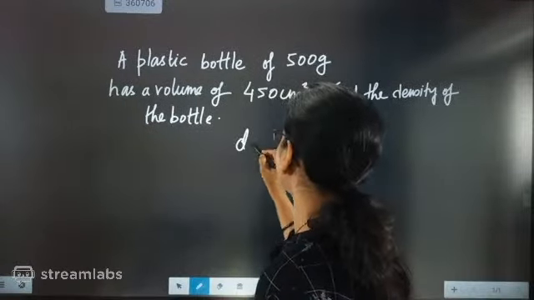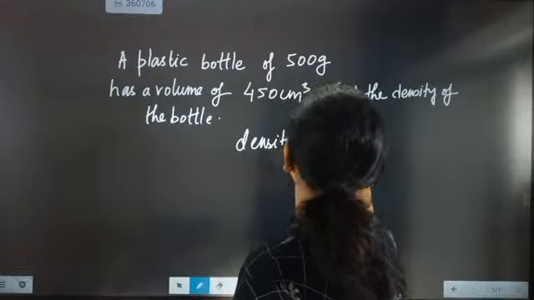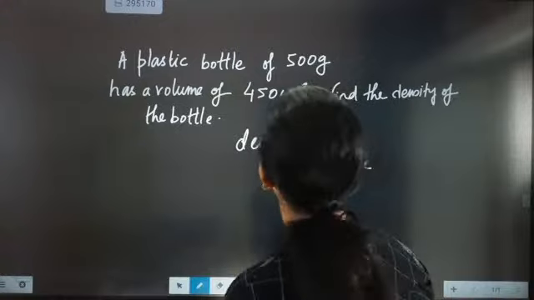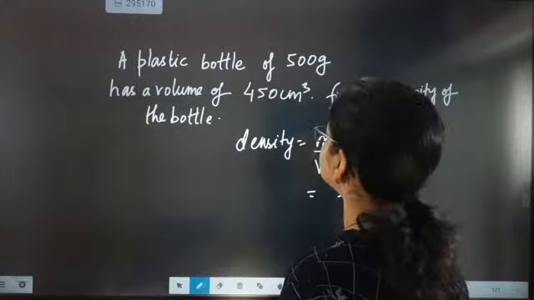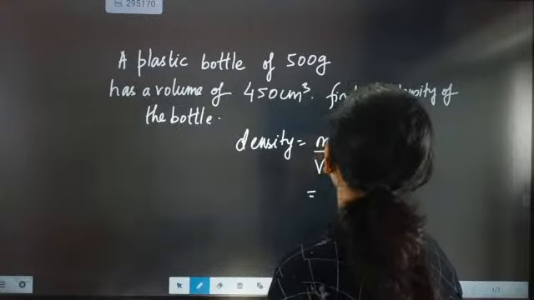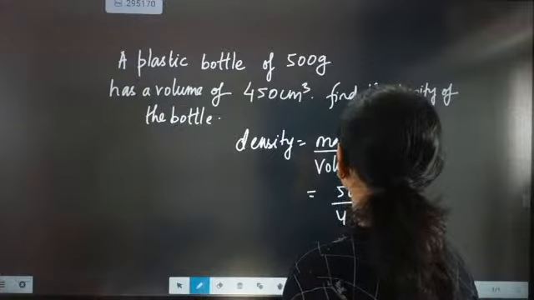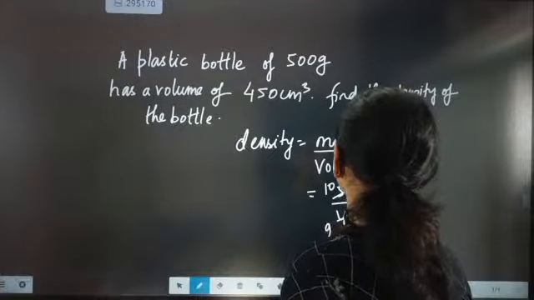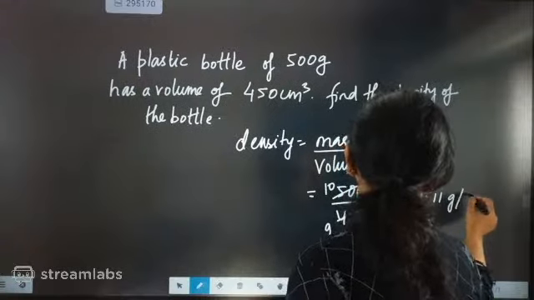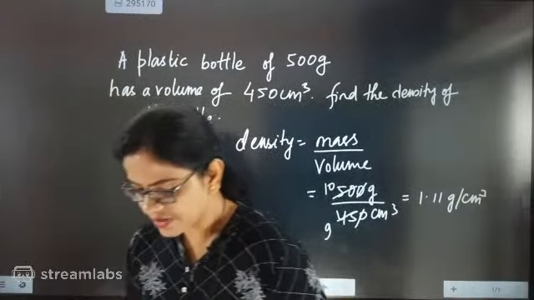So density equals mass by volume. So mass is exactly 500 gram by 450 cubic centimeter. Yes, 1.11.